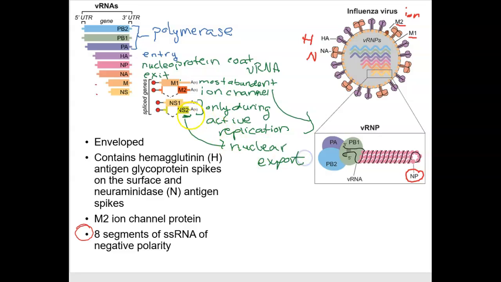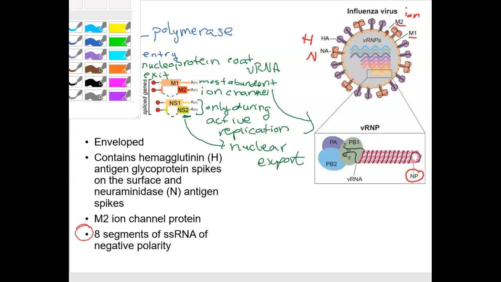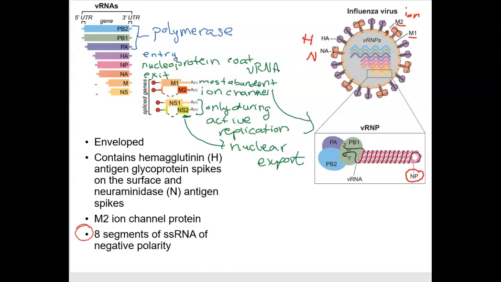So NS2 helps get the messenger RNAs out of the nucleus and into the cell. And then the other non-structural protein, NS1, this one can actually do a couple things. So non-structural protein 1 is important for regulating transcription. It's important for regulating the splicing.